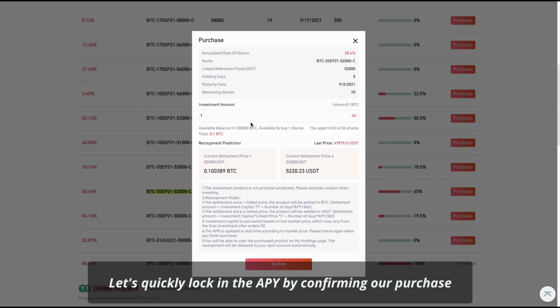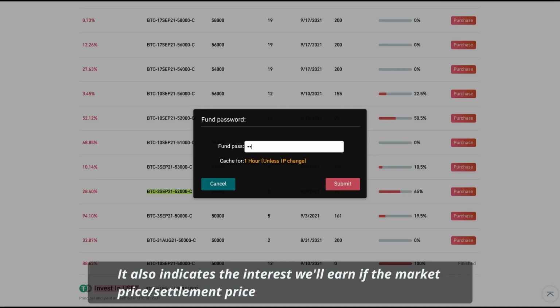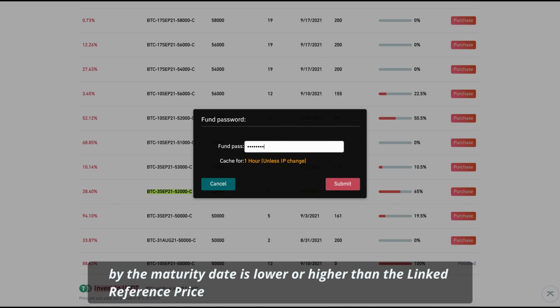Let's quickly lock in the APY by confirming our purchase. As you can see, the minimum investment is 0.1 BTC. It also indicates the interest we will earn if the market price, or settlement price, by the maturity date is lower or higher than the linked reference price.